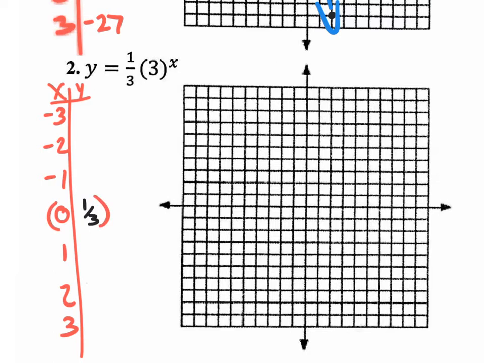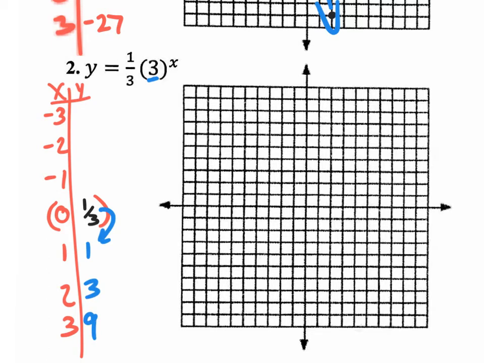Now you could, if you wanted to, plug in a 1 right here and say 3 to the 1 is 3, and then 3 times 1/3 is 1. So you could do all that math, but the easier thing to do is to recognize that the growth factor is 3. To get from one output to the next output, all you have to do is multiply by 3. So when you go 1/3 times 3, you actually get 1. And then the next one would be multiplying by 3, which would be 3. And then the next one, multiplied by 3, you get 9. Does that make sense?